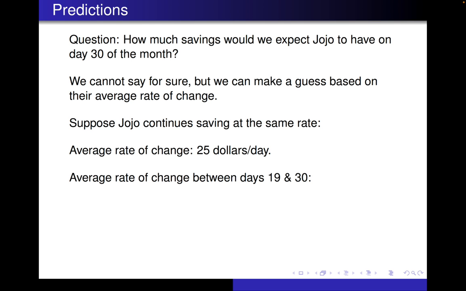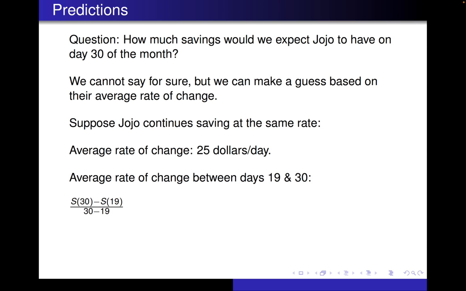We can also compute the average rate of change between days 19 and 30 using the formula for average rate of change. So we can say that our average rate of change is S of 30 minus S of 19 over 30 minus 19. That's just the formula for average rate of change. And one thing I want to note, based on the question, we want to know how much savings JoJo is going to have on day 30. Day 30, JoJo is going to have S of 30. So that S of 30 in that fraction, that is the quantity that we're looking for. That's the quantity that we want to solve for.